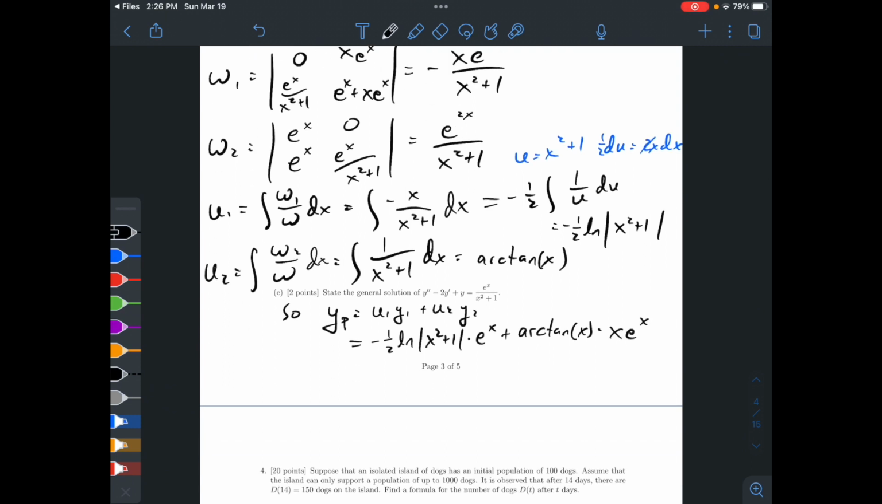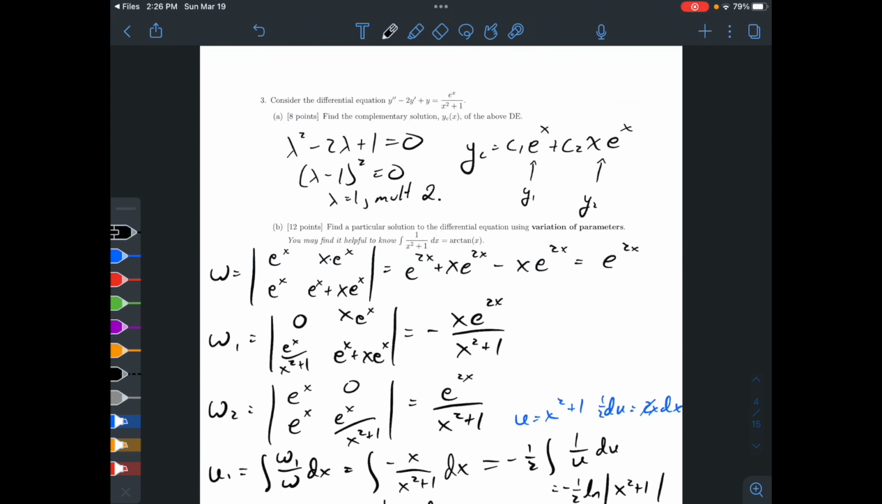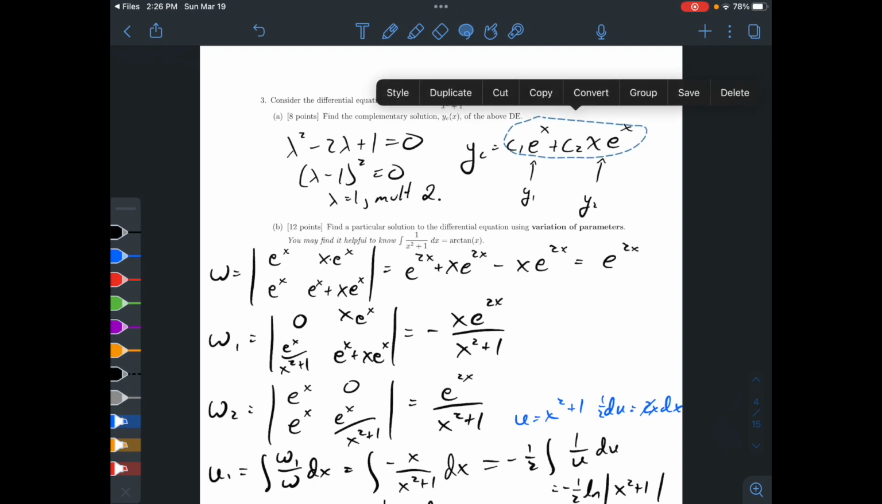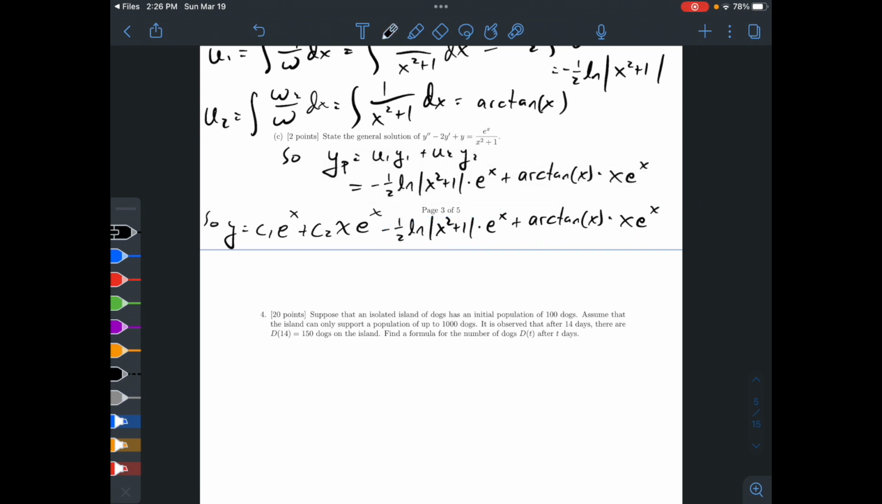And then general solution, it's going to be complementary plus particular. So this is our complementary. I'll copy and paste that. And then plus particular, I will copy and paste that. Boom. That is our solution.